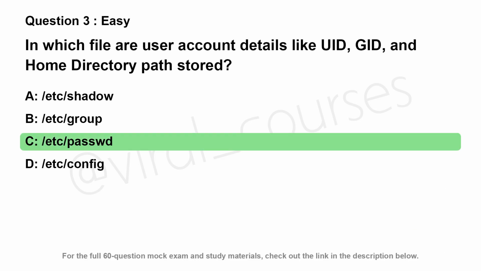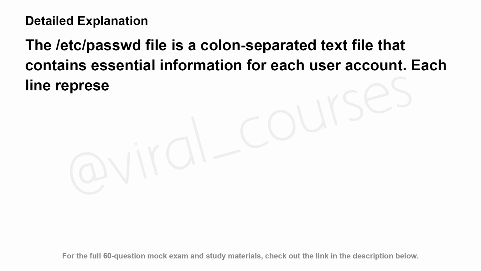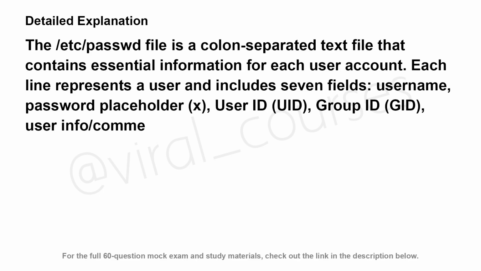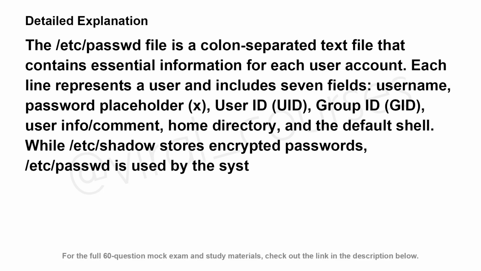The correct answer is C. The /etc/passwd file is a colon-separated text file that contains essential information for each user account. Each line represents a user and includes 7 fields: username, password placeholder, x, user ID (UID), group ID (GID), user info (comment), home directory, and the default shell. While /etc/shadow stores encrypted passwords, /etc/passwd is used by the system to map IDs to names.